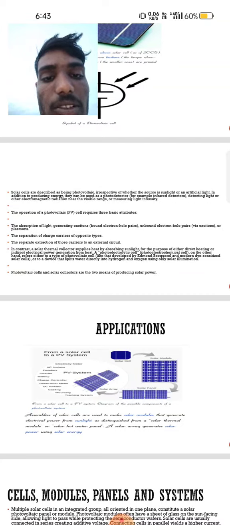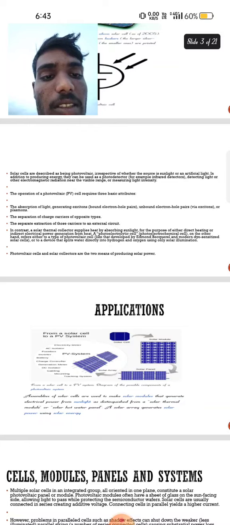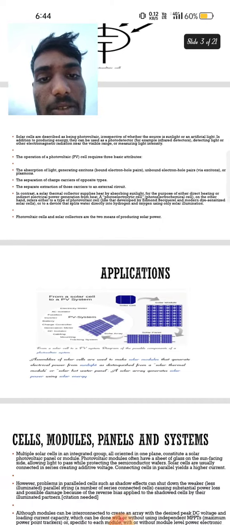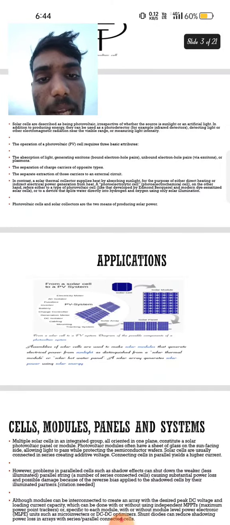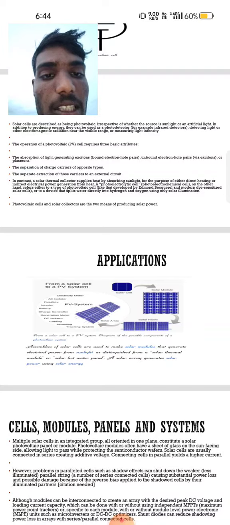The operation of a photovoltaic cell requires three basic attributes: the absorption of light generating excitons, unbound electron-hole pairs, or plasmons; the separation of charge carriers of opposite types; and the separate extraction of those carriers to an external circuit. In contrast, a solar thermal collector supplies heat by absorbing sunlight for the purpose of either direct heating or indirect electrical power generation from heat.